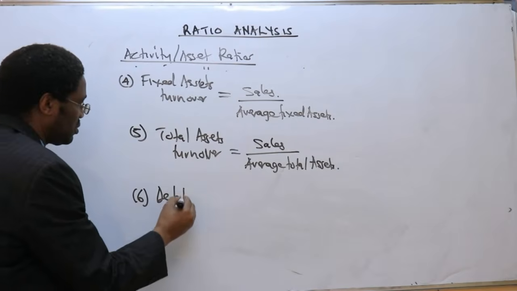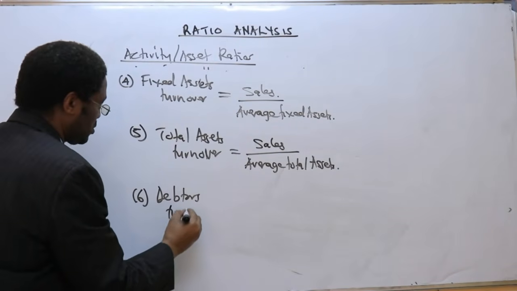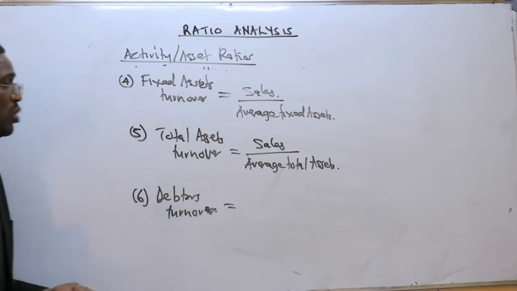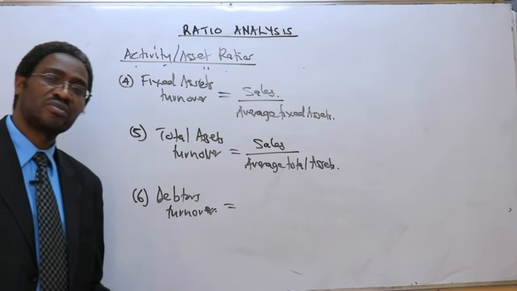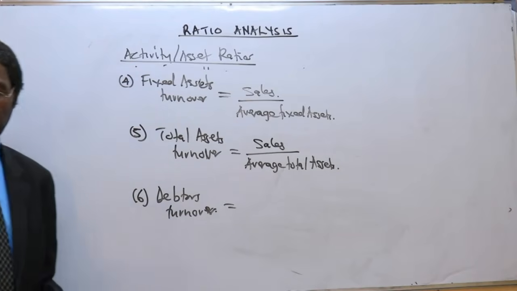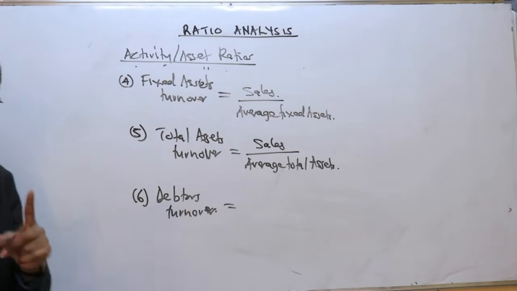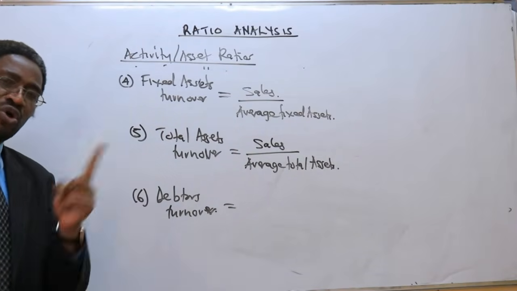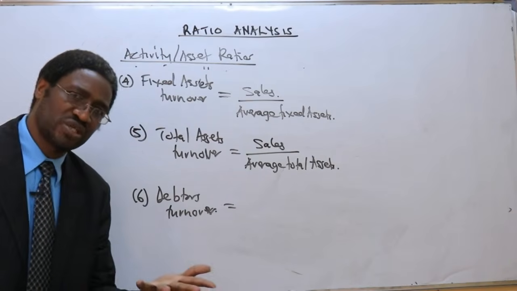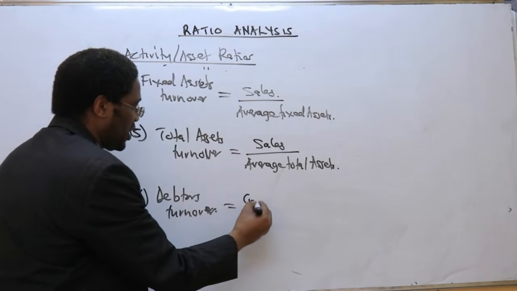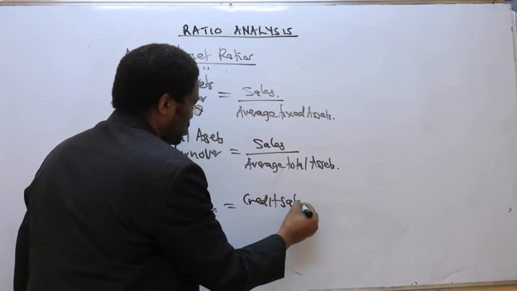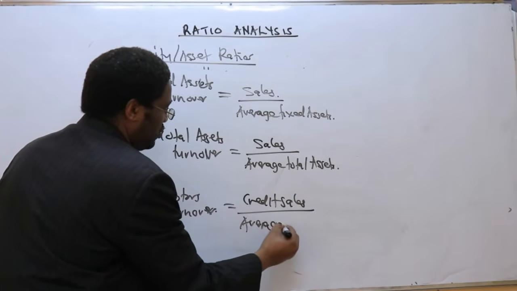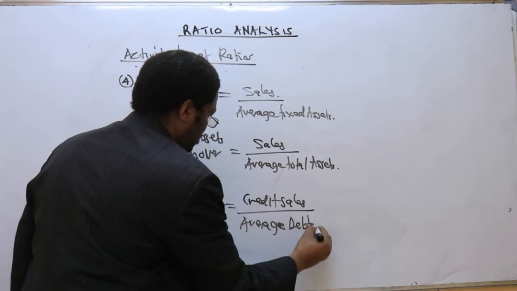Number 6, debtors turnover. What do you think should be the formula? Okay. This time, you don't just take the sales. Why? Because not all sales give rise to debtors. Only credit sales. I hope you are getting it. So you take the credit sales, you divide that by average debtors.